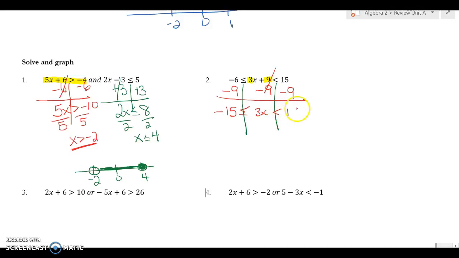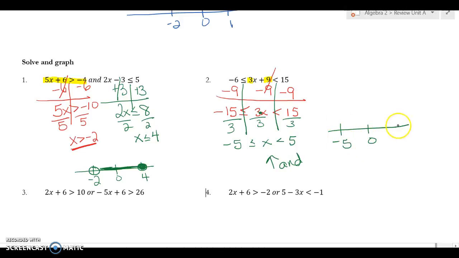3x and -15. And this says 3 times x. So to get rid of a times, I divide. So I get -5 and 5. So this problem here is an and problem. And so it should look like a dumbbell where they come together, -5 and +5. I have a closed circle at negative, an open circle at positive, and they do go together.